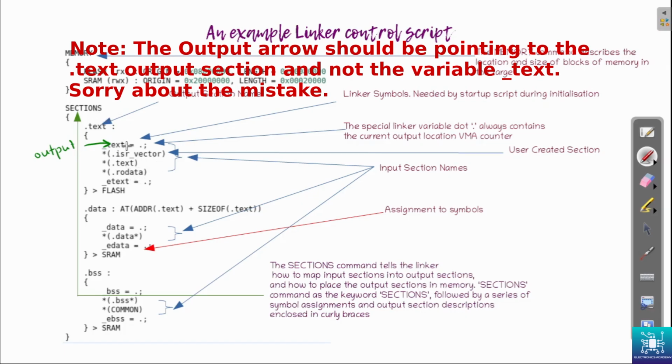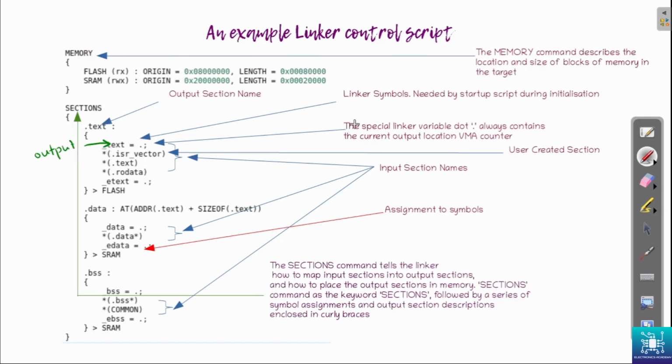So the first line says underscore text is equal to dot. Now underscore text is called a linker symbol, and this is something that we will need in the startup file. It's like a linker variable, but this variable only holds an address. So it is somewhat like a pointer variable. All variables which are declared in the linker are like pointer variables, and this dot is a location counter.